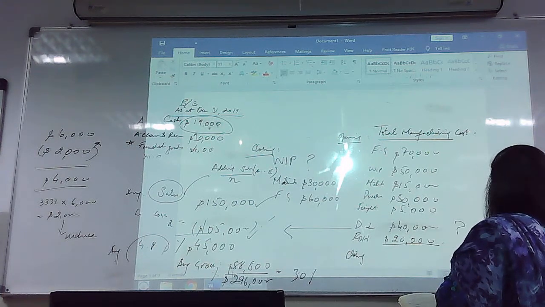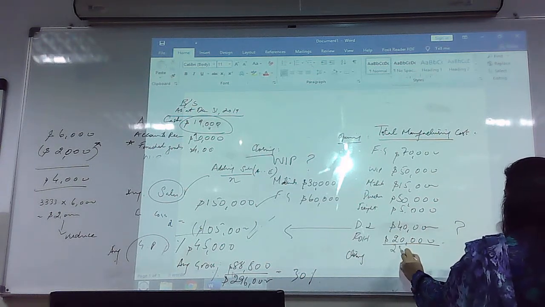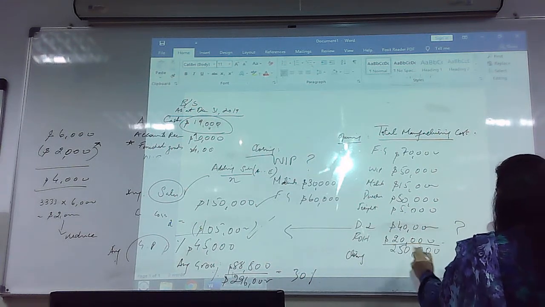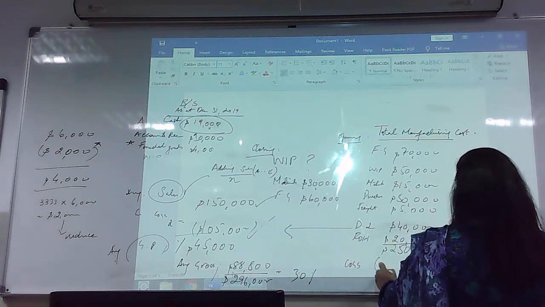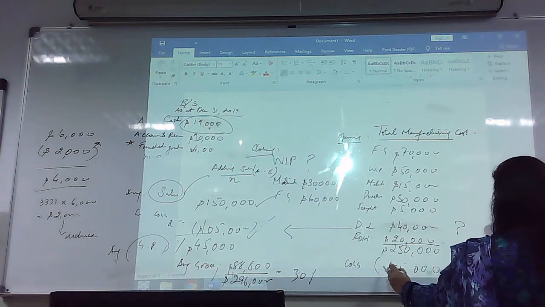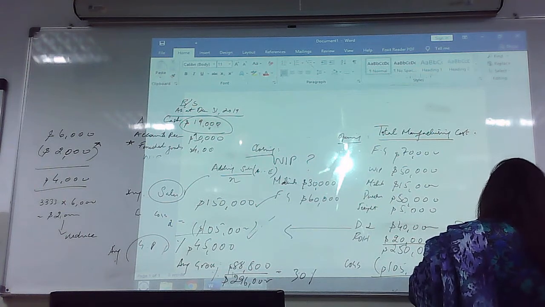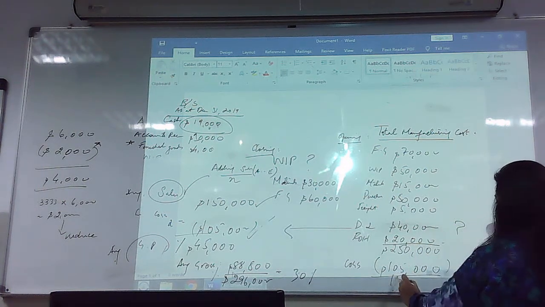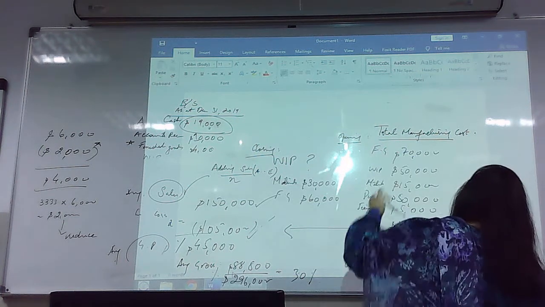And then the factory overhead, which was 20,000. And you get 250,000, okay? So this is all $250,000. Now you can subtract the cost of goods sold, which was 105,000. So now you get approximately $145,000. This is the closing inventory.